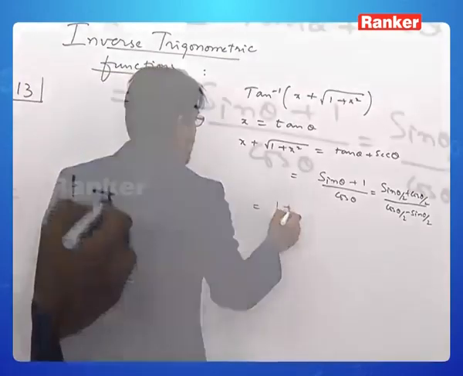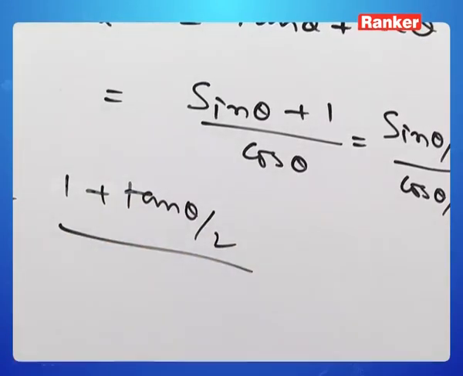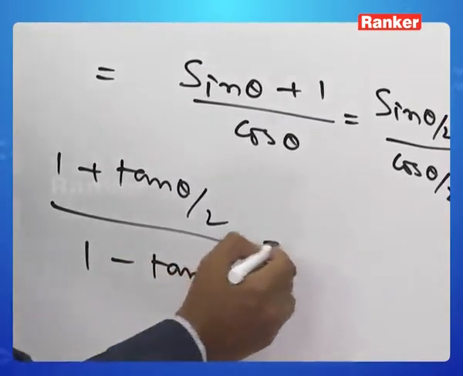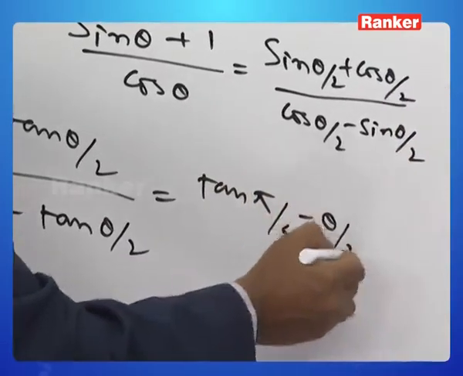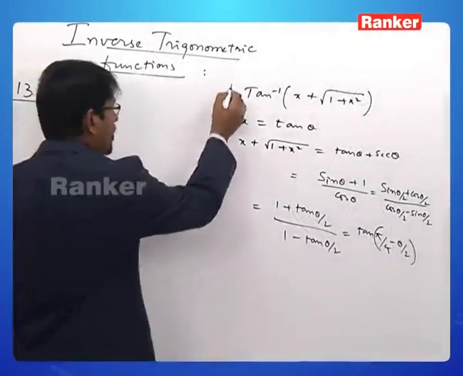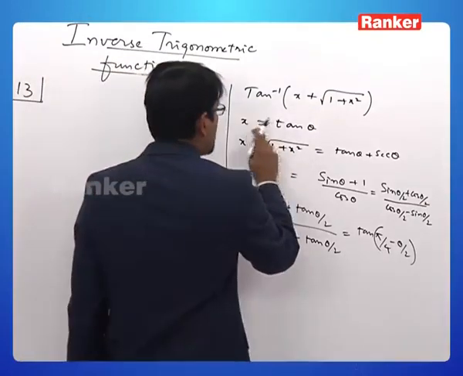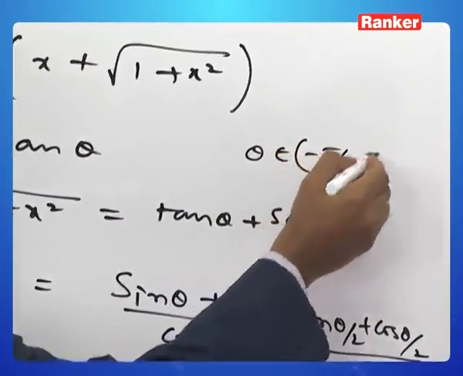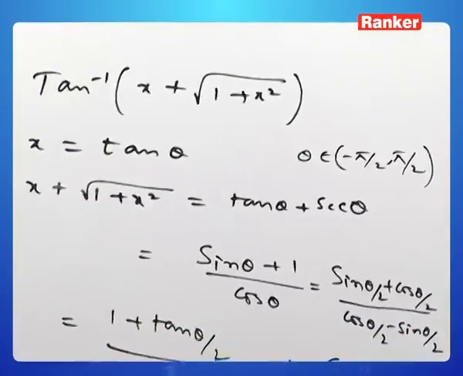I will get here 1 plus tan theta by 2, since we are dividing by cos theta by 2, and then 1 minus tan theta by 2. Now this is clearly tan of pi by 4 minus theta by 2. Now when I am putting x equal to tan theta, theta lies in the open interval minus pi by 2 to pi by 2. We can take theta to be between minus pi by 2 to pi by 2.